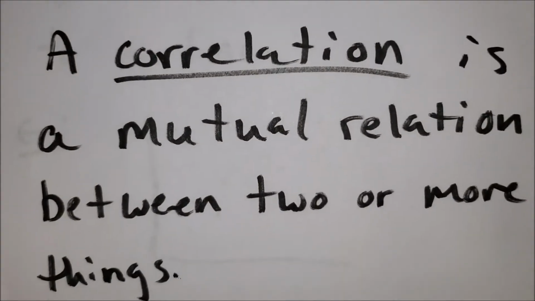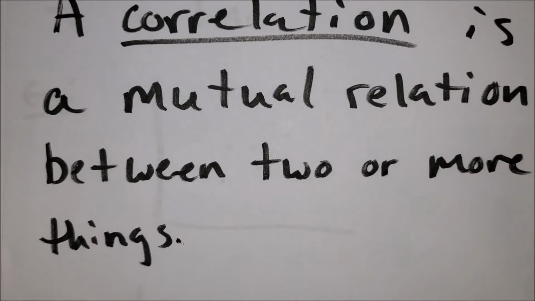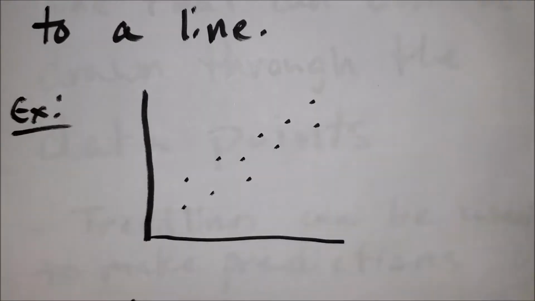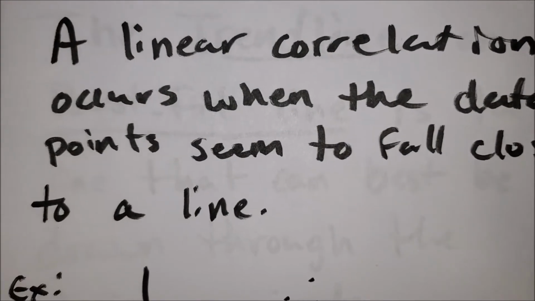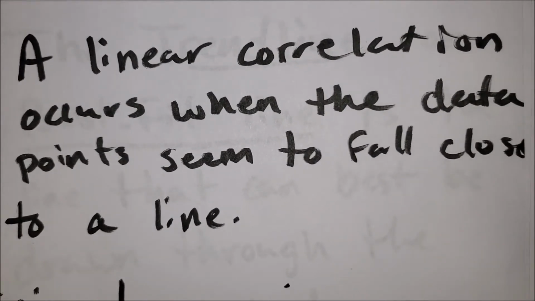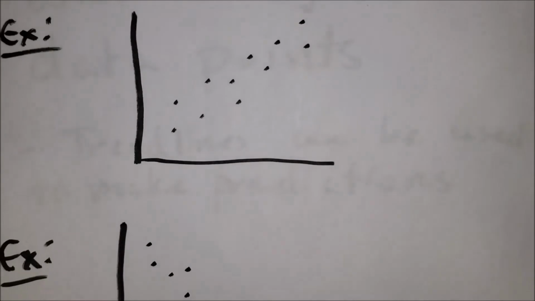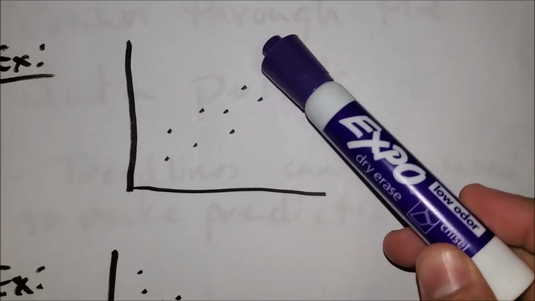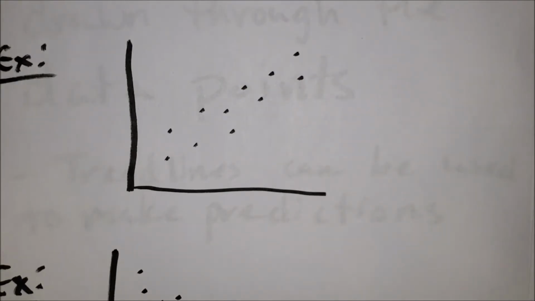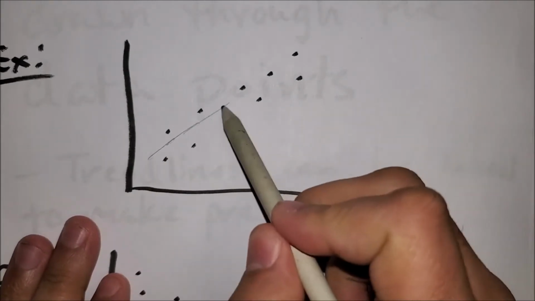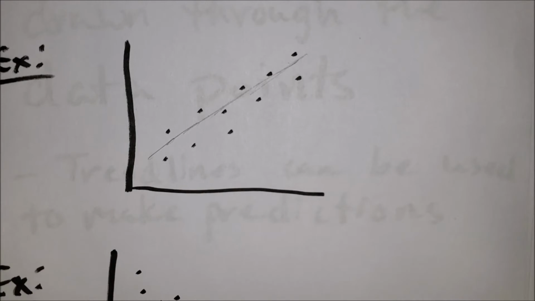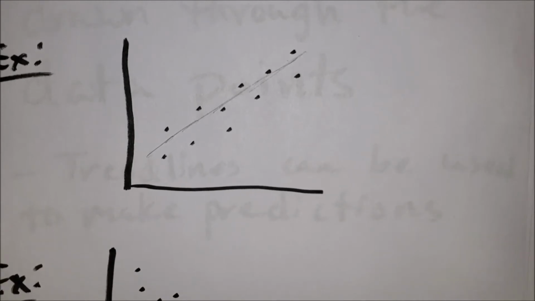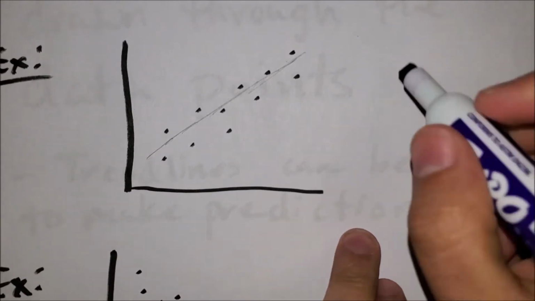Now, a correlation is a mutual relation between two or more things. A linear correlation occurs when the data points seem to fall close to a line. Now, I have two examples here. If we look at this first example, as you see, the points kind of follow along this. And we could, if we so wanted to, draw a line between these points, and it seems to follow through. When it goes up like this, it is known as a positive correlation.